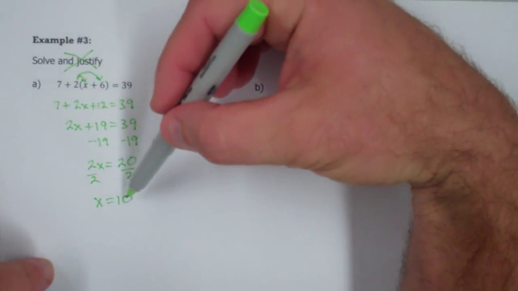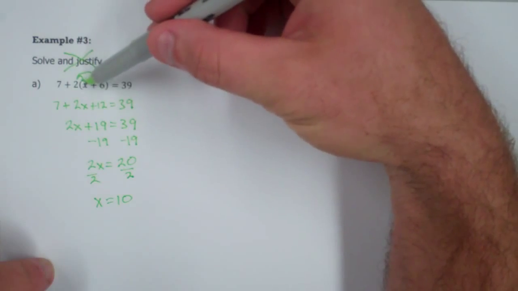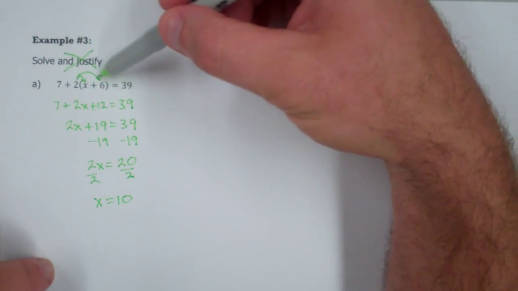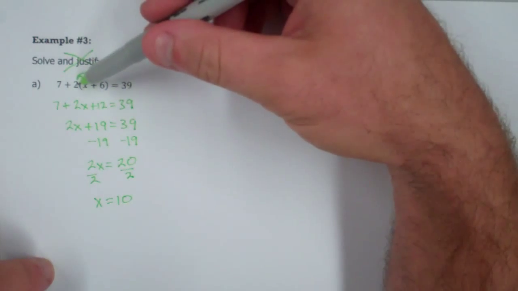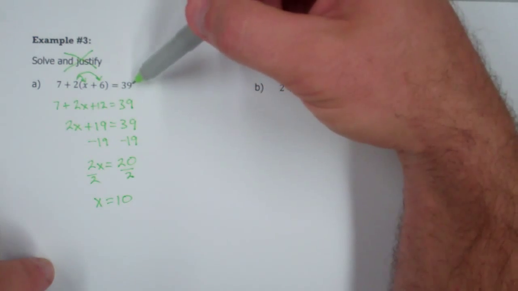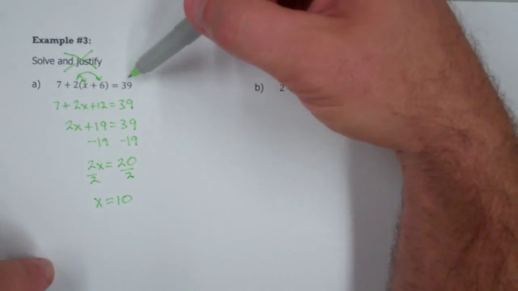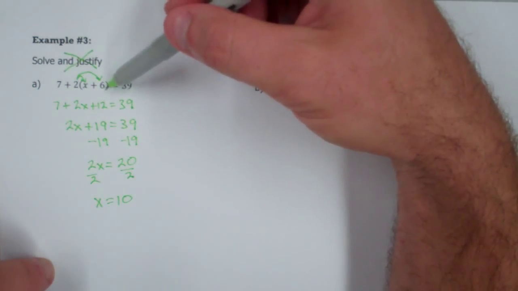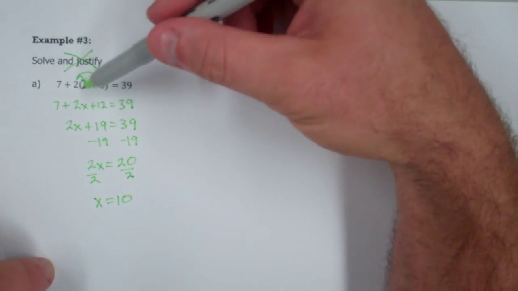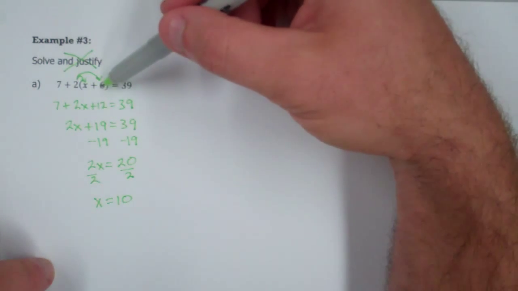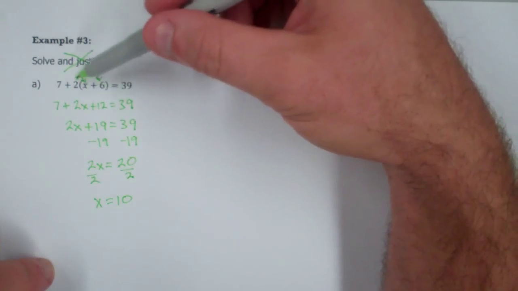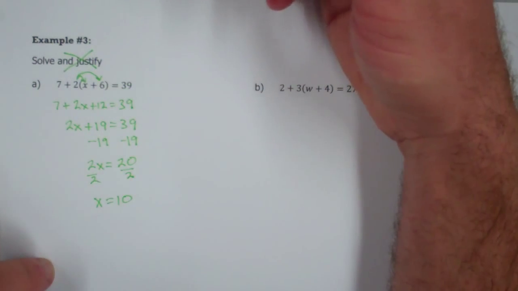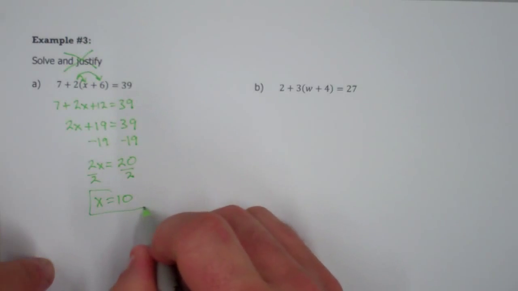It's usually a good idea to check your work, so you can take this 10, plug it back in, and then just use PEMDAS on the left-hand side, or the order of operations, I should say, and then figure out if the left side does equal the right side. If it doesn't, then either you made an error with the order of operations, or you just found the wrong value. So 10 plus 6 is 16. 2 times 16 would be 32, and 32 plus 7 is 39. This one checks out.